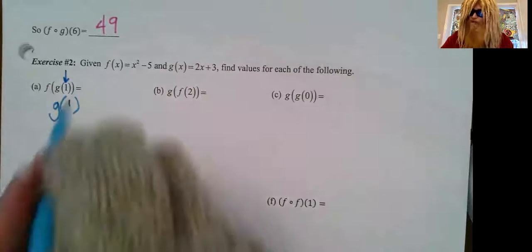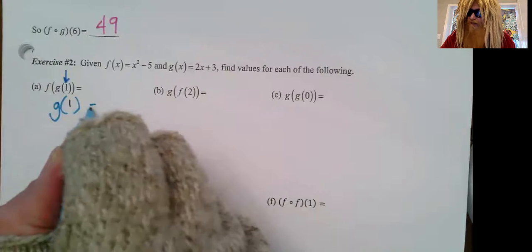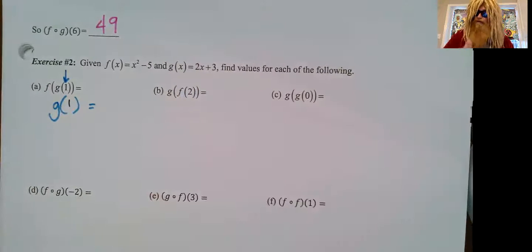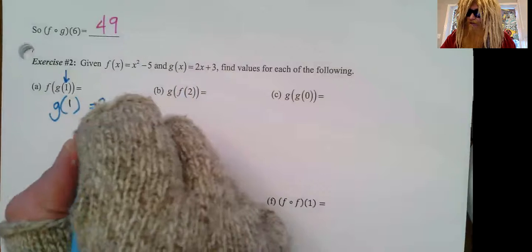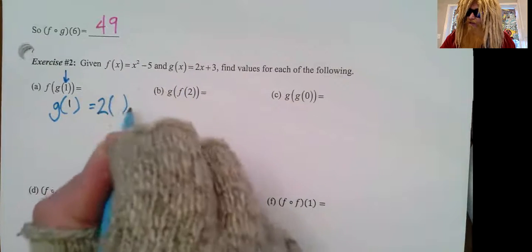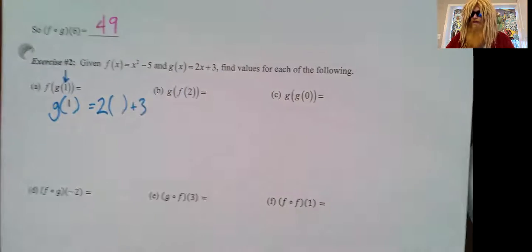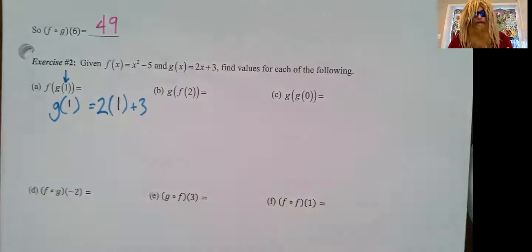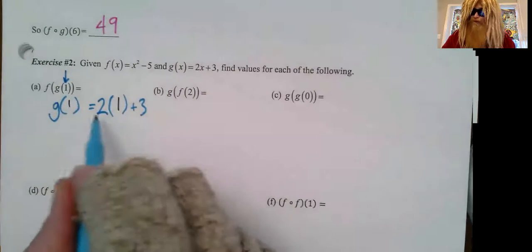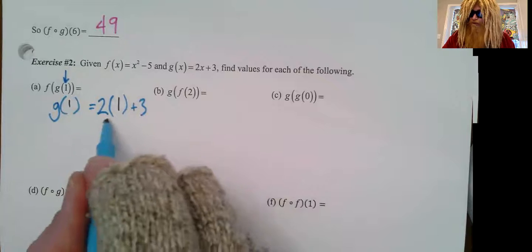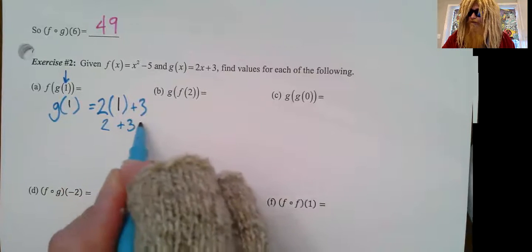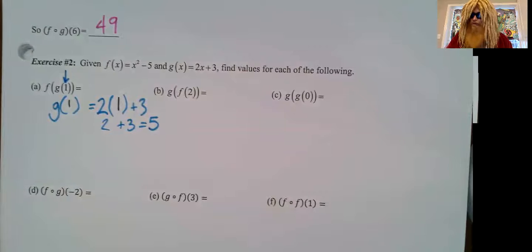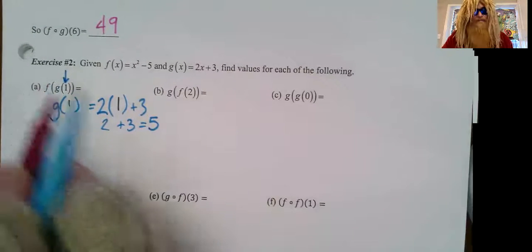So the first thing that I do is the inside. I look up to the g function here. It's 2x plus 3. Now, what we learned about evaluating these functions is you replace the x with parentheses, and then you plug the input from here into the place where the x was. So now I'm doing the work 2 times 1 plus 3. Now 2 times 1 is 2, plus 3 gives me an output here of 5.